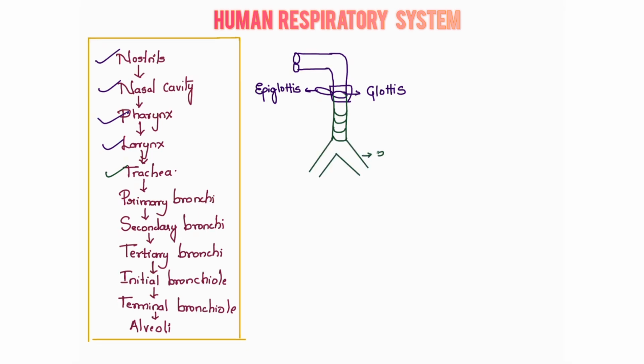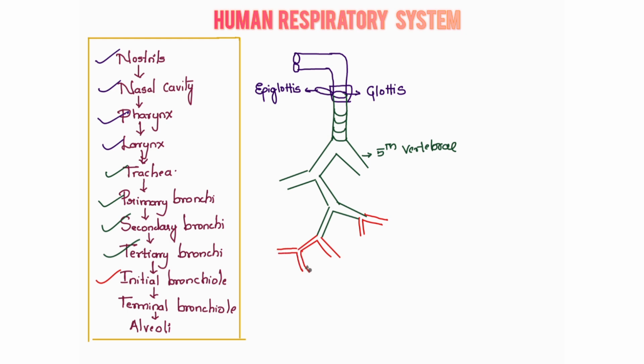So the trachea is over. Next, the trachea will divide. It divides at the fifth vertebra and it divides into the primary bronchi. Is that clear? Next, the primary bronchi branch into the secondary bronchi. The secondary bronchi get branched into the tertiary bronchi. Next, the tertiary bronchi branch into the initial bronchioles. And the initial bronchioles branch into the terminal bronchioles.